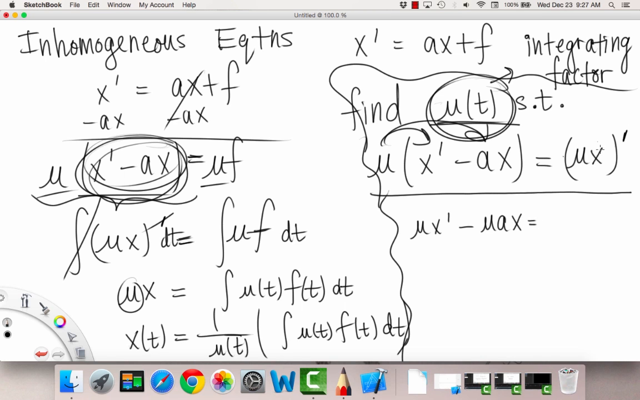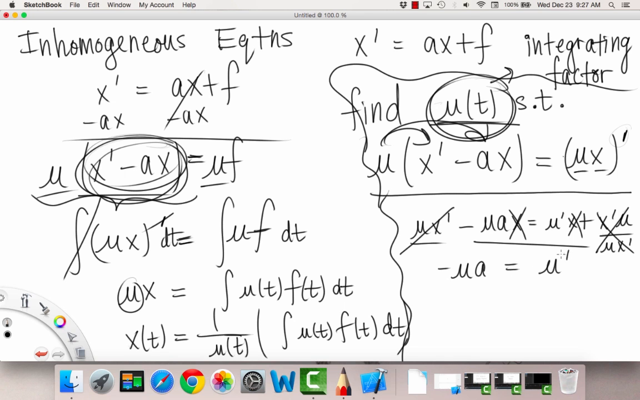And then on the right side, we're just going to use the product rule, right? Because each of these are functions of t, and we're taking the first derivative of them. So it'd be mu prime times x plus x prime times mu. All right. And we see that these terms, even though they're reversed, are the same thing as mu times x prime, right? So we can subtract that from both sides, so these go away, alrighty? And then we're left with this equation here, and we can divide by x on both sides, so those go away as well, and we're left with negative mu times a is equal to mu prime, okay?